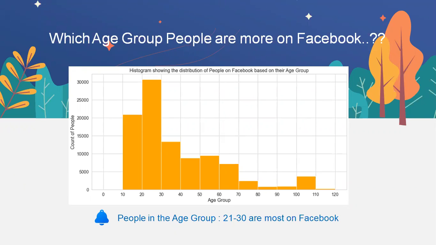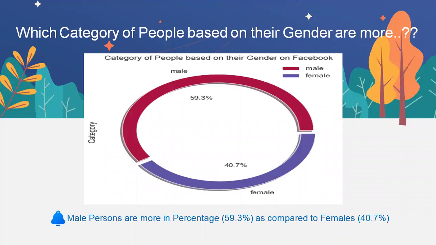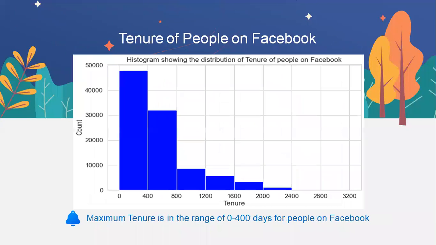My first question is, which age group of people is more on Facebook? Under this histogram, the people in the age group of 21 to 30 are the most on Facebook. You can see this by the second column of the histogram chart. Next is which category of people based on gender is more. As pointed out by this pie chart, or you can say the donut chart, males are 59.3% as compared to females who are 40.7%. So male persons are more in percentage as compared to females.